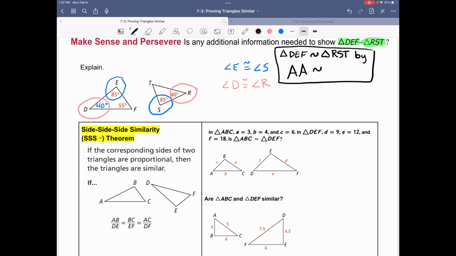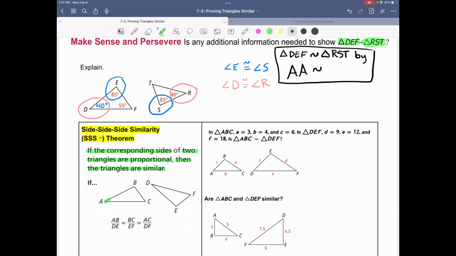Moving on to the side-side-side similarity theorem. If the corresponding sides of two triangles are proportional, then the triangles are similar. And we saw that yesterday in our exploration. I showed you how to demonstrate this. So let's look.